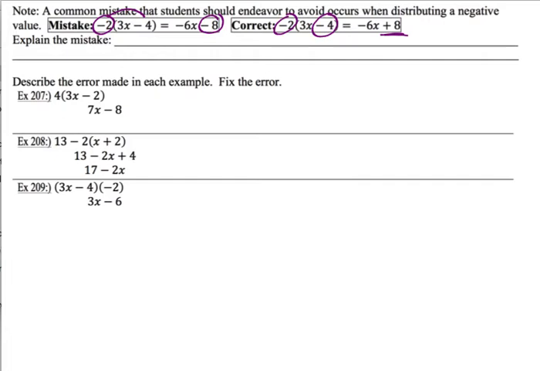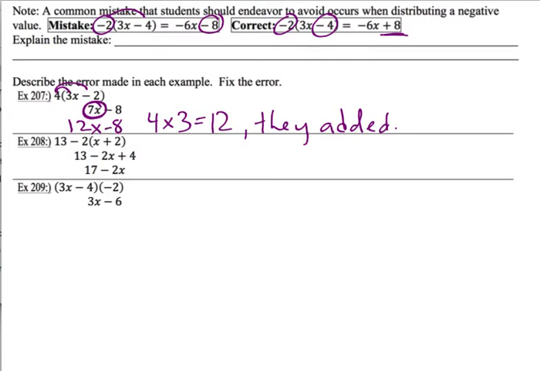So, on these we're going to describe the error and fix the error. So right here, let's see, when they distribute the mistake, 4 times 3 is 12. Oh, there's the problem. 4 times 3 is 12. They added. So they shouldn't have gotten 7. So let's circle the mistake, and we're going to fix it. It should be 12x minus 8. And that's the correct answer.